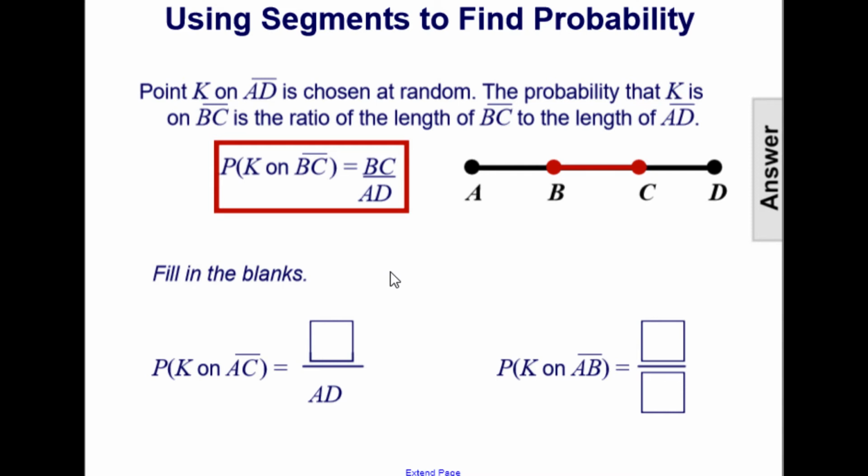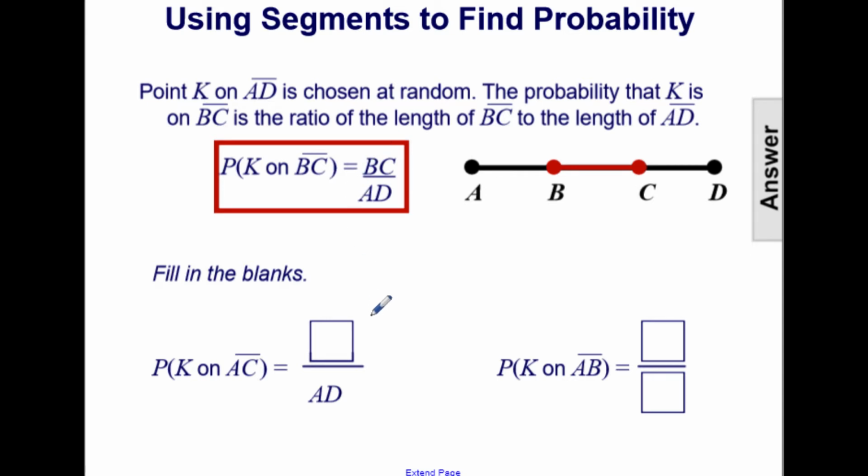Using segments to find probability. Point K on segment AD is chosen at random. The probability that K is on BC is the ratio of the length of BC, this red part here, to the length of segment AD, the whole segment. And here we have the notation: the probability of K on BC, segment BC, is BC over AD.